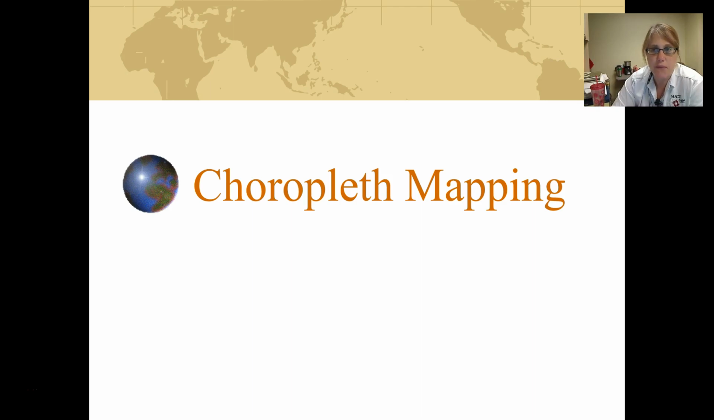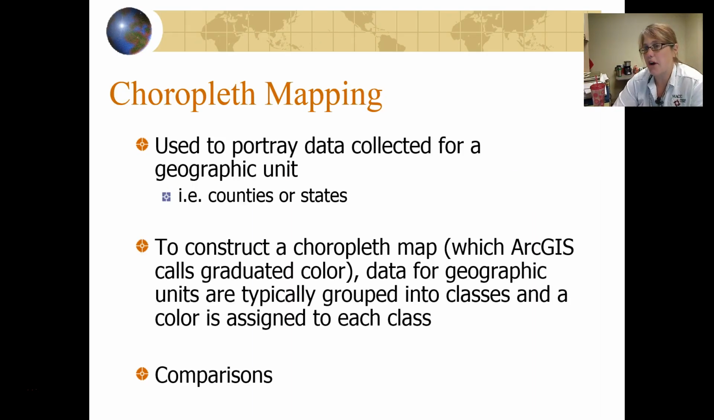The first mapping technique that we're going to discuss is choropleth mapping, also known as graduated color mapping. You are all very familiar with the concept of graduated color mapping. Essentially, each geographic unit is colored by the amount of something that it has, and an intuitive color scheme is used to show what has a lot and what has a little. But essentially what choropleth mapping is, it's used to portray data collected for a geographic unit. So anything that has an administrative boundary like states, counties, townships, school districts, house districts, and so forth.